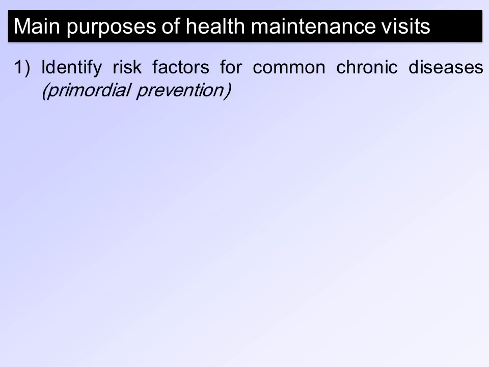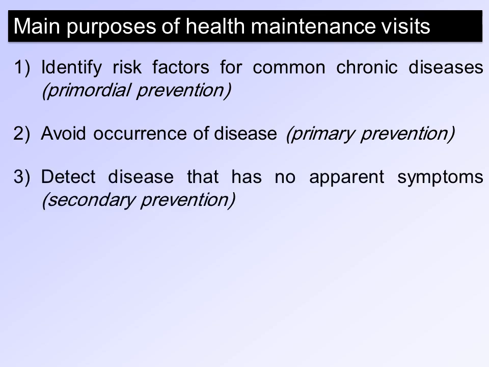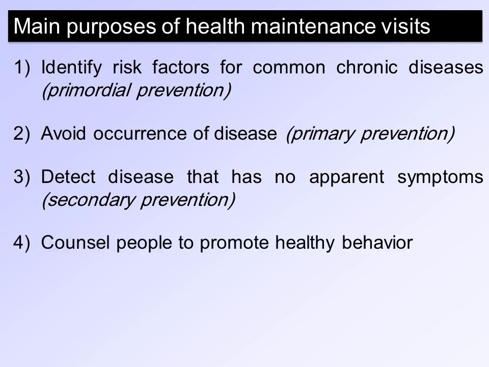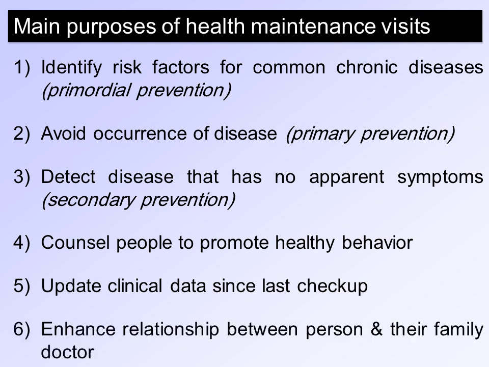What are the main purposes of health maintenance visits? First, to identify risk factors for common chronic disease. This is called applying primordial prevention. Second, to avoid the occurrence of a disease, and this represents primary prevention. Third, to detect a disease that has no apparent symptoms, and this represents secondary prevention. Also, to counsel people to promote healthy behavior, update the clinical data since the last checkup, and finally, enhance the relationship between a person and their family doctor.